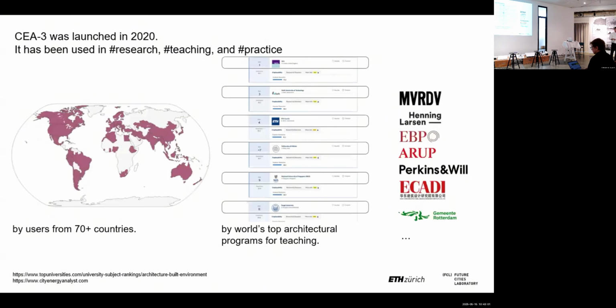As for some impacts, just now we said from research to teaching and to practice, we have a teaching dimension. CA3, the one before CA4, was introduced in 2020. And we know we have users from 70-plus countries and the world's top architecture programs for teaching. And we know there are few using CA for teaching, be it for studio design or lecture-based courses.